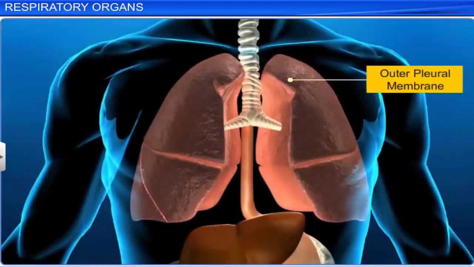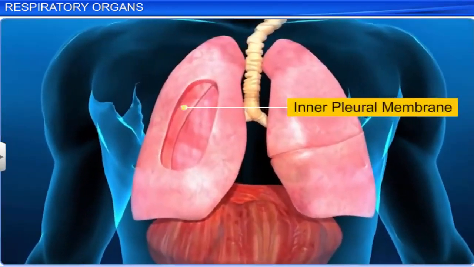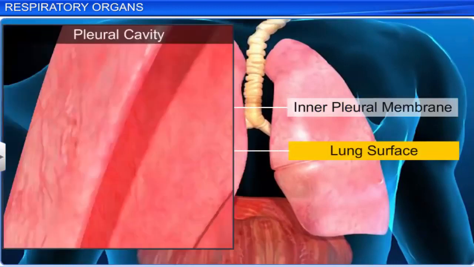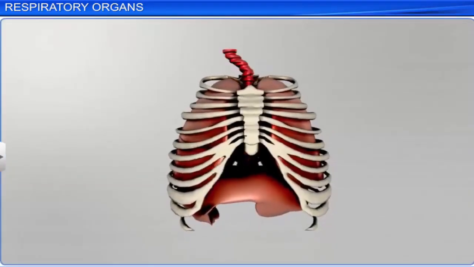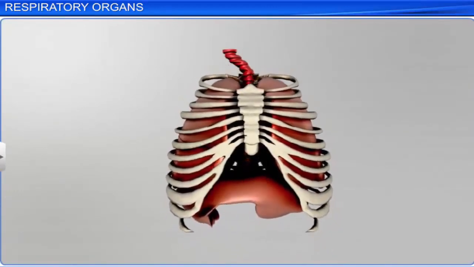The outer pleural membrane is in close contact with the thoracic lining, whereas the inner pleural membrane is in contact with the lung's surface. The membranes enclose a space called the pleural cavity that contains pleural fluid. Pleural fluid reduces friction on the lung's surface when the lungs expand and contract.